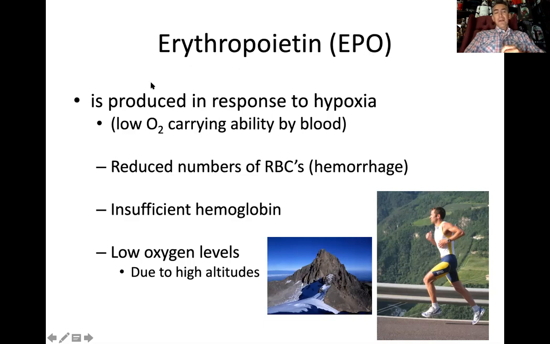So EPO produced in response to hypoxia. Hypoxia defined as a low oxygen carrying capacity of the blood. So for whatever reason, the body is not transporting enough oxygen. The body, the brain senses a little bit of a deficiency. The kidneys then get the signal to start releasing the EPO. Bone marrow starts to manufacture more hemocytoblasts, go through the process to make more red blood cells. So it's this feedback mechanism that you should remember from 2402.